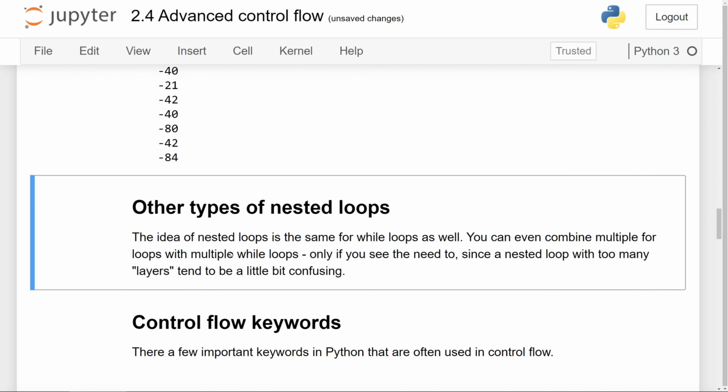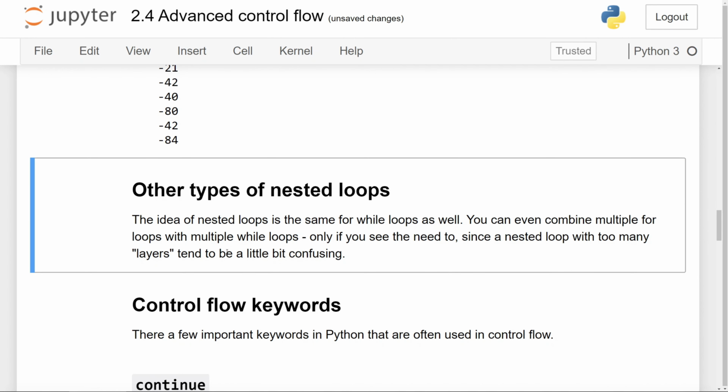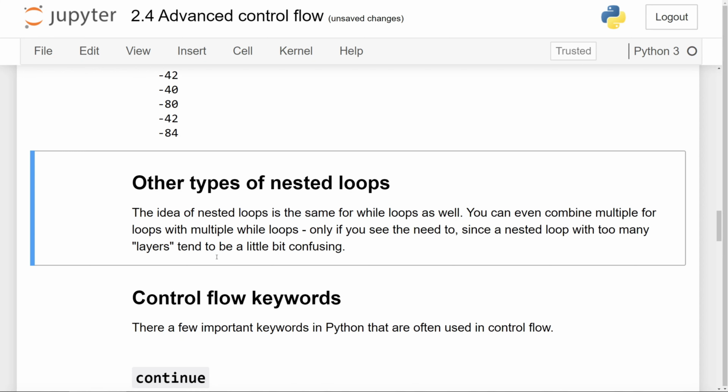We can also nest while loops, and we can even combine multiple for loops with multiple while loops, but only if you see the need to, since nested loops can often be quite confusing when we are debugging in other situations.